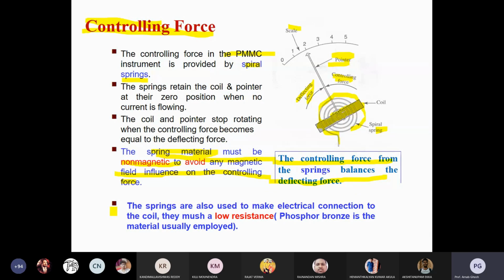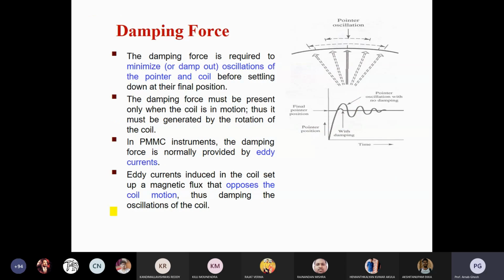Now the damping force. If both the controlling torque and the deflecting torque are the same, the pointer will be oscillating at that position. It is your actual position, but it is oscillating by changing that value, so that may cause unnecessary error. You need to select which portion is correct and use it. Some response is given, showing how it will look after the PMMC instrument. The diagram is given here.